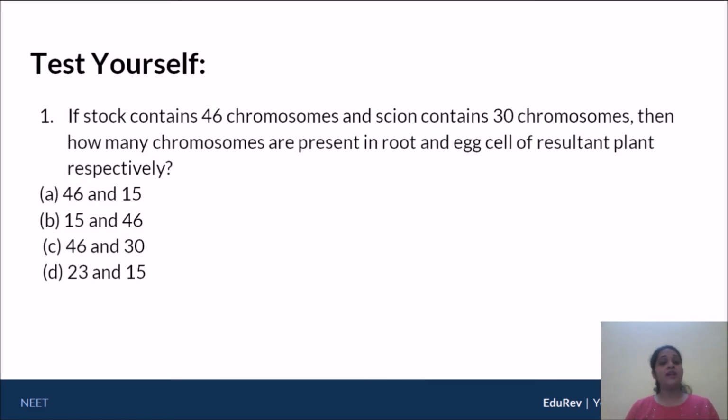The first one. If the stock contains 46 chromosomes and the scion contains 30 chromosomes, then how many chromosomes are present in the root and the egg cell of the resultant plant, respectively? Now 46 and 30 are the diploid numbers. The root being a diploid cell, definitely has 46 chromosomes of the stock. Whereas the egg cell, being a haploid cell of the scion, which is 30, is formed through meiosis. So can I say 15, half the number? Therefore the answer is A, 46 and 15: 46 in the root and 15 in the egg.